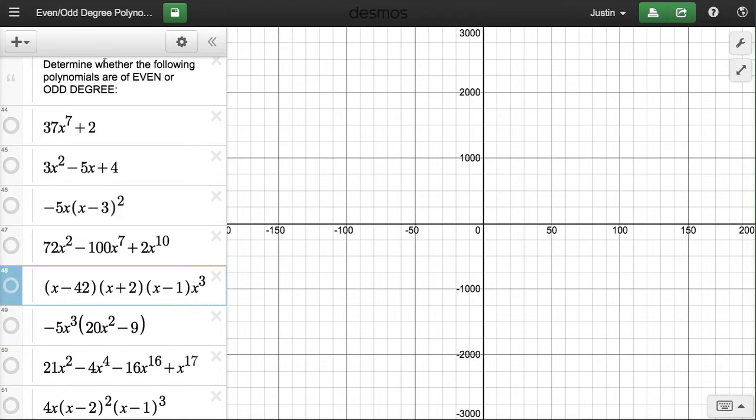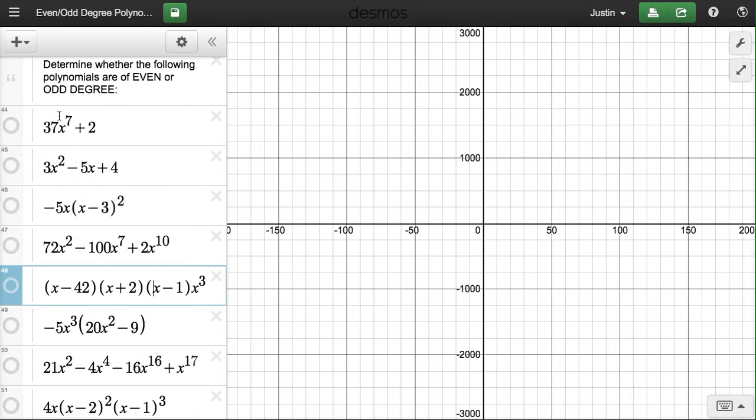This little statement right here, determine whether the following polynomials are even or odd degree, is exactly the sort of thing that you'd see on a question on a quiz or exam. So make sure that you have good practice and that you've thought through each of these before you press play. Remember, you have to actually stop the video and practice before you move on. Okay. So since you've done that, let's go ahead and go over these questions.